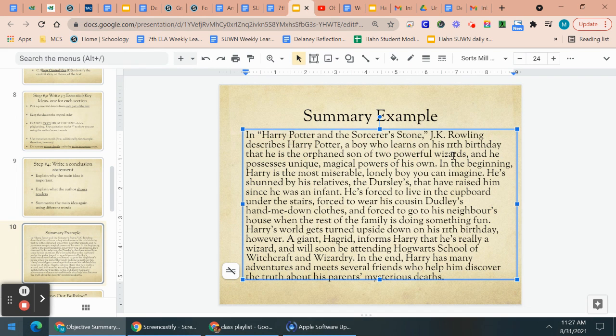Now I'm going to give you some key ideas from the book. In the beginning, Harry is the most miserable, lonely boy you can imagine. He's shunned by his relatives, the Dursleys, that have raised him since he was an infant. He's forced to live in the cupboard under the stairs, forced to wear his cousin Dudley's hand me down clothes, and forced to go to his neighbor's house when the rest of the family is doing something fun.